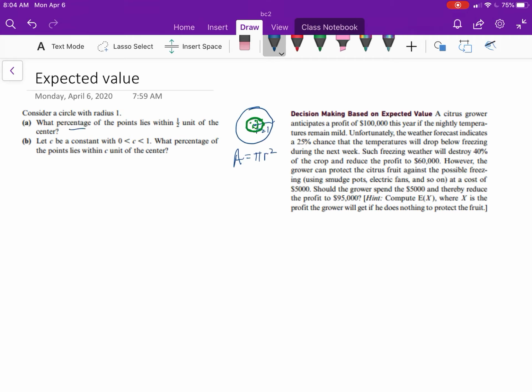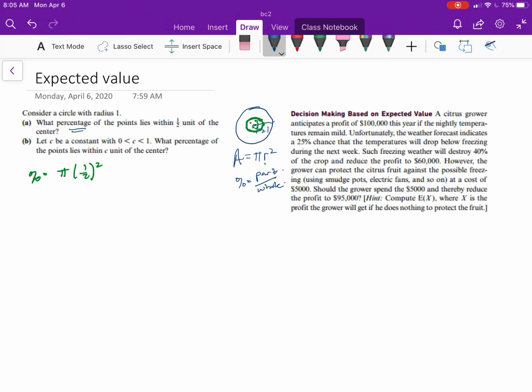Next, percentage. A percent is some sort of part over a whole. Like I got an 80% on a test. That means I got 80 out of 100 total. Whether it's points or what, it doesn't matter. So we need parts over a whole, and I need this formula, pi r squared. So the part, the green part, is pi times 1/2 squared because the radius is 1/2.